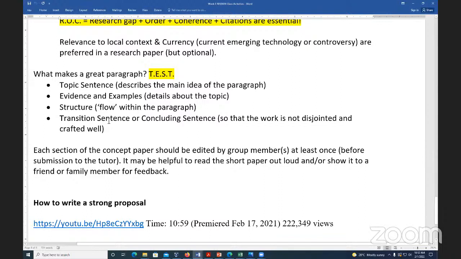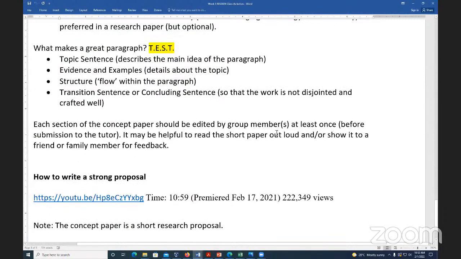Now, this is optional, but it is better if every single paragraph has a transition sentence so it flows together. It's much better writing than if you just leave it hanging. And similarly, the last paragraph in a paper should have a concluding sentence. This makes it not disjointed and well crafted. And I just wrote what I said already. The paper should be edited by group members at least once before submission to the tutor. Sometimes it's helpful to read the paper out loud, can you imagine? Or show it to somebody else for feedback.